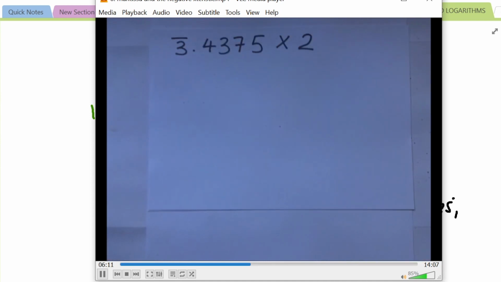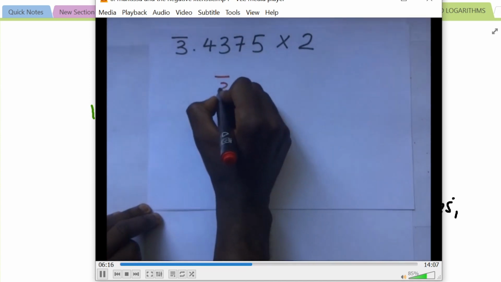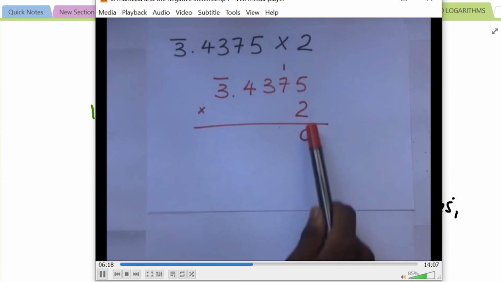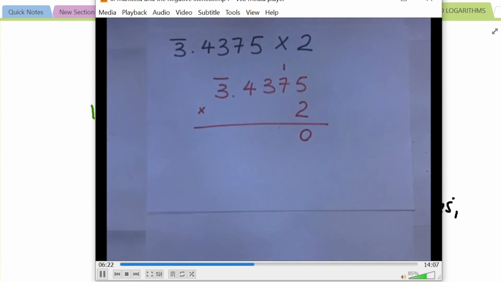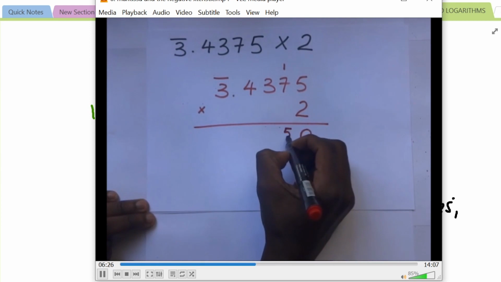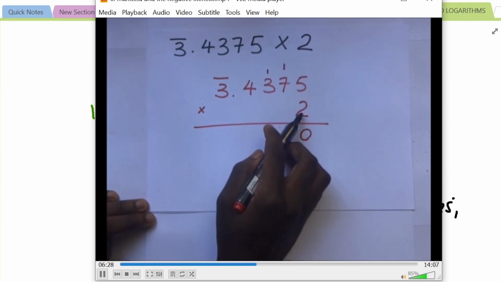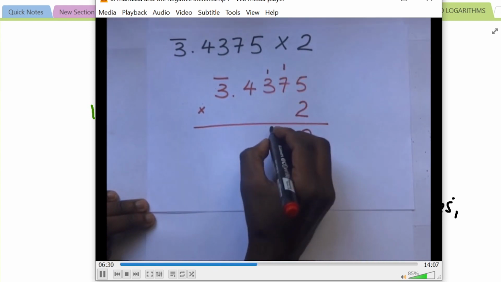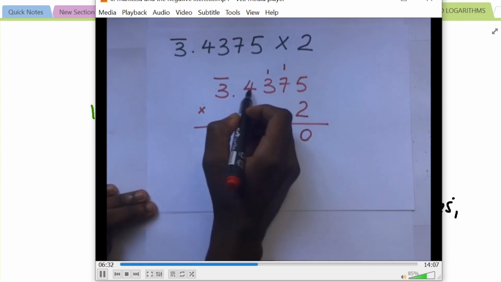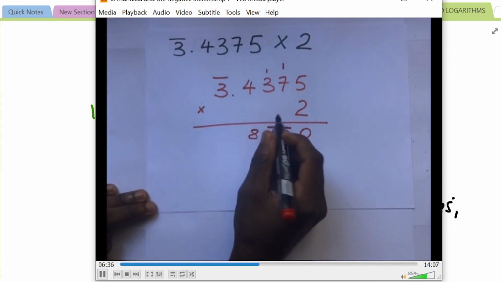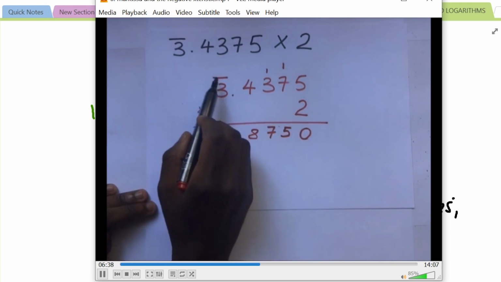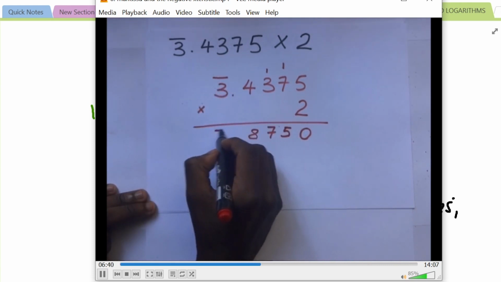So how do we multiply them? Multiplying them, 2 times 5 is 10. So you write 0 and carry 1. 7 times 2 is 14. 14 plus that 1 gives us 15. So you write 5, carry 1. 2 times 3 is 6. 6 plus 1 is 7. Then 2 times 4 is 8. Then we have 2 times 3 bar. 2 times 3 bar is 6 bar.